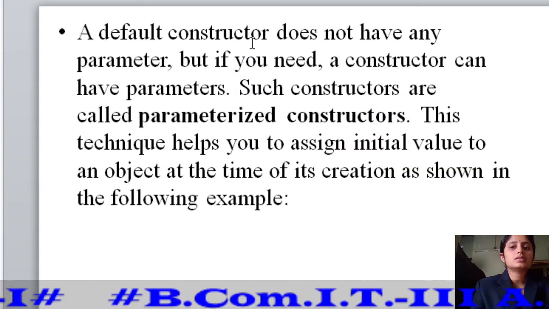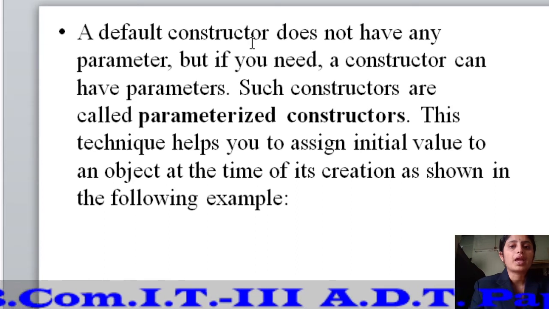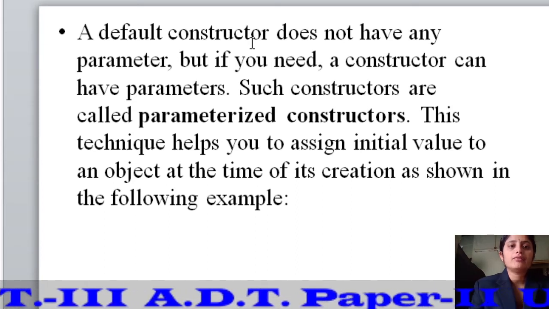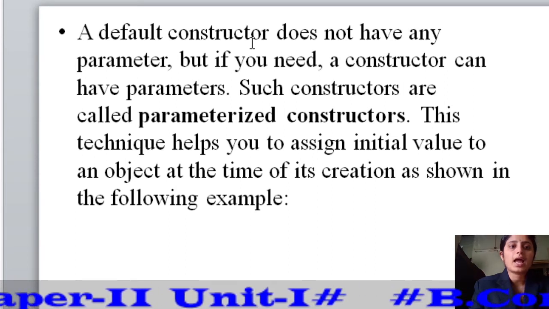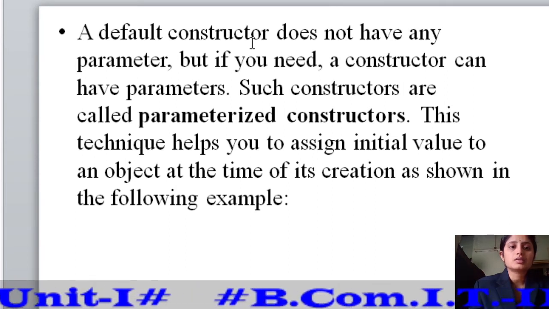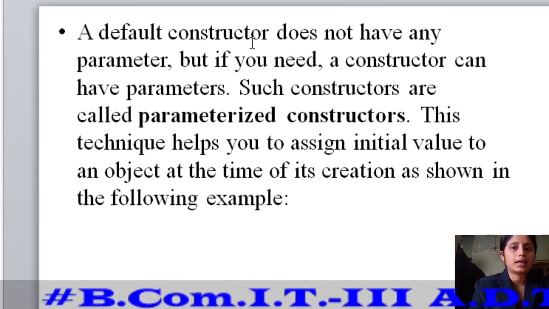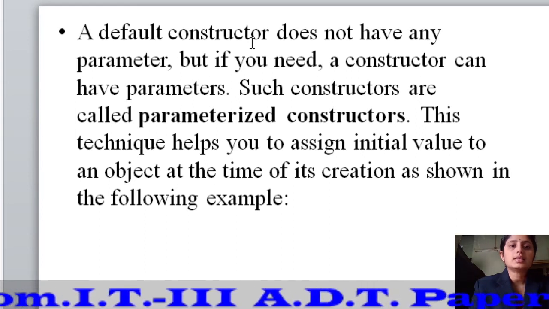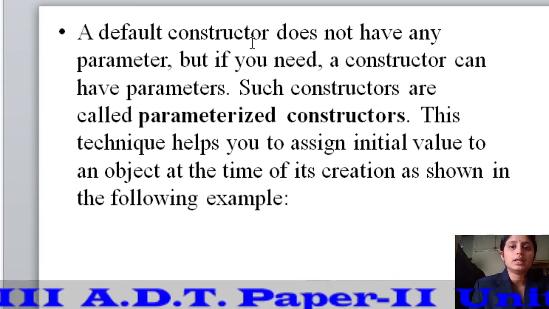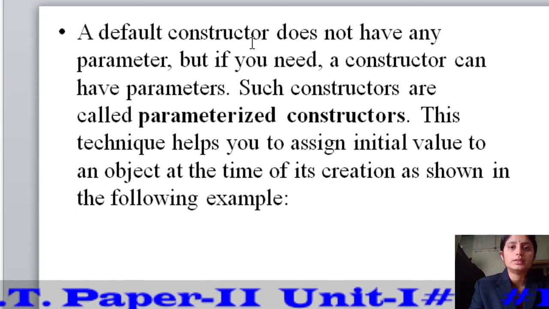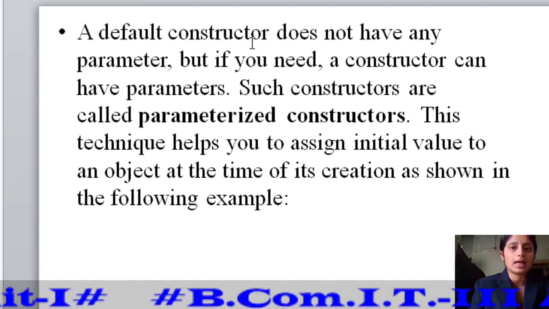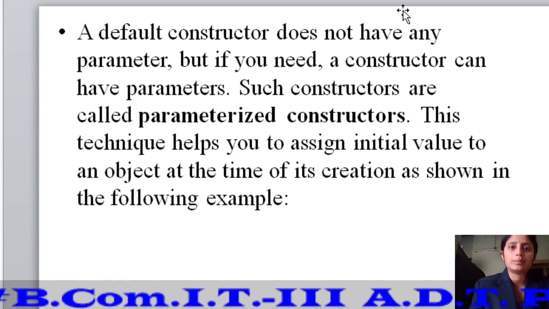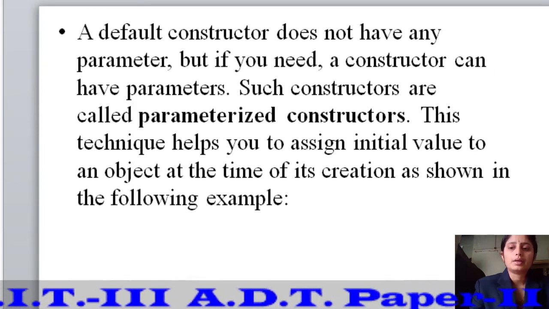A default constructor does not have any parameters, but if you need, a constructor can have parameters. Such constructors are called parameterized constructors. These techniques help you to assign an initial value to an object at the time of its creation, as shown in the following example. Let's see the example for the parameters.